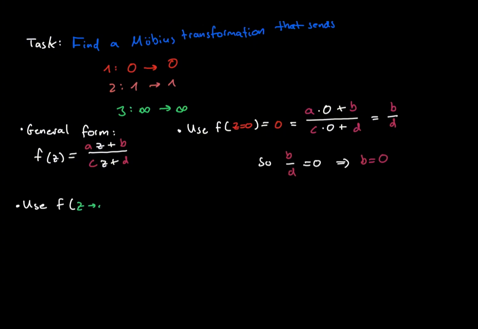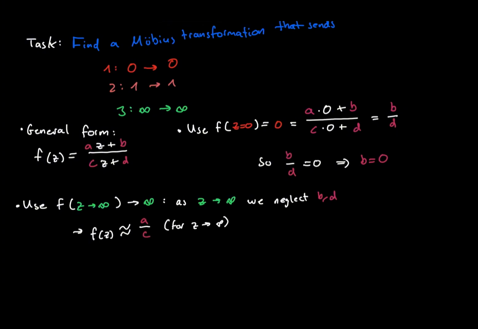Next, we use f of infinity equals infinity. For large z, the function behaves like a over c. So, for the result to go to infinity, c must be 0. Now the function simplifies to az divided by d.